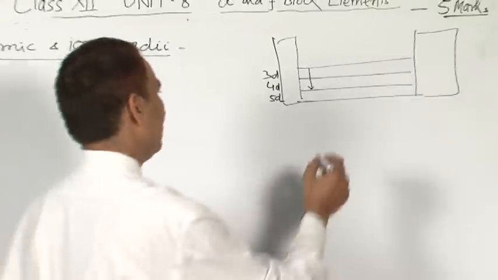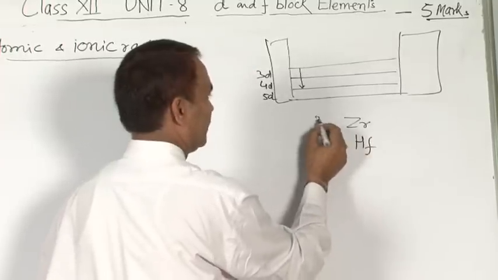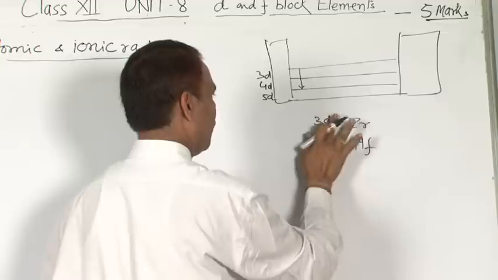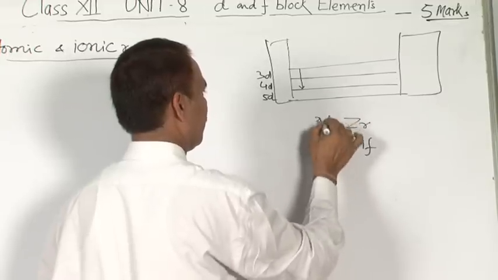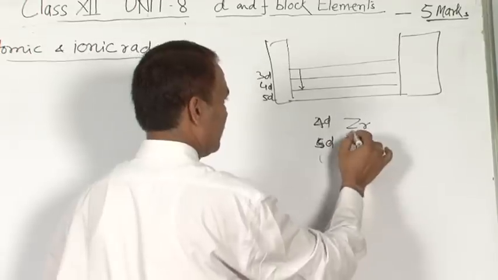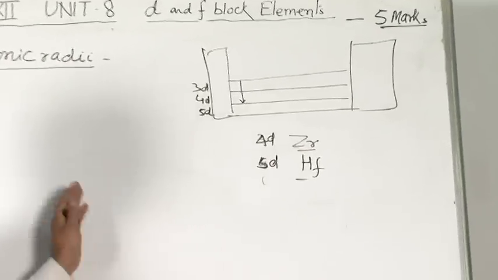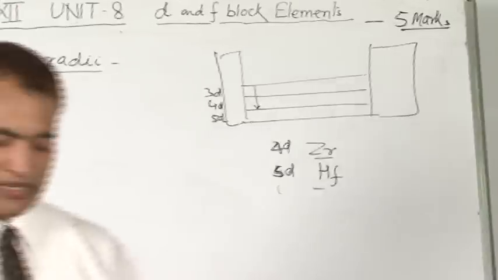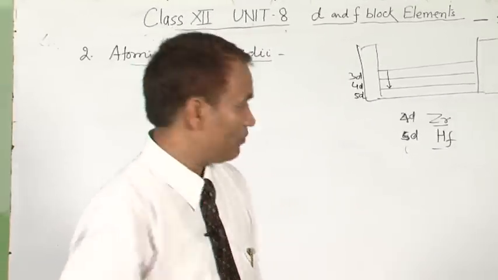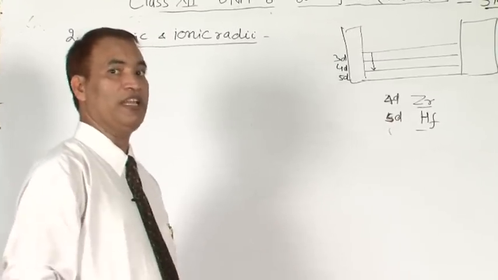For example, zirconium and hafnium: this one is 4D and this one is 5D. The sizes of these two are nearly the same. Why? This is due to the lanthanide contraction. So before discussing why the sizes are similar, we have to know the lanthanide contraction.